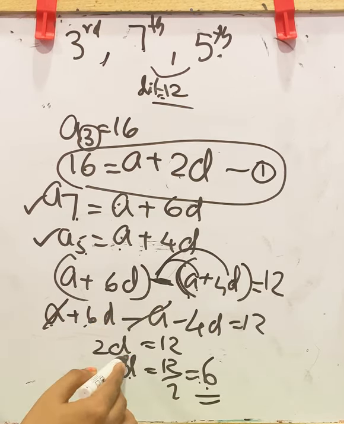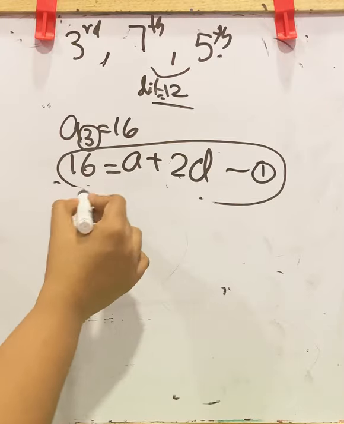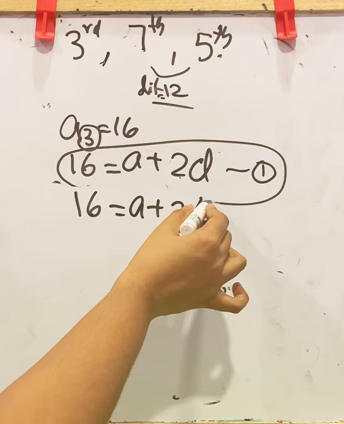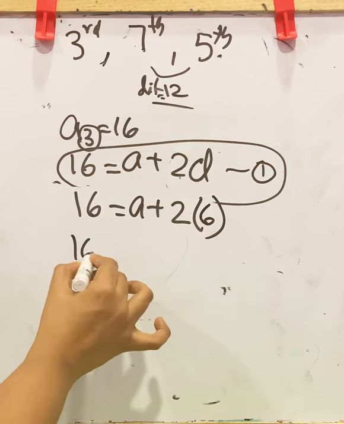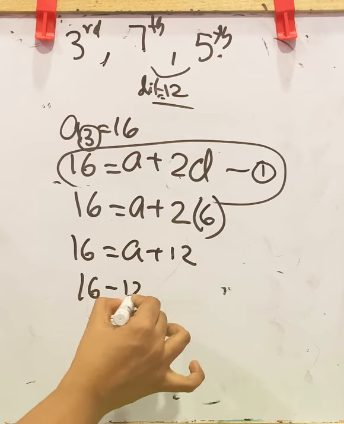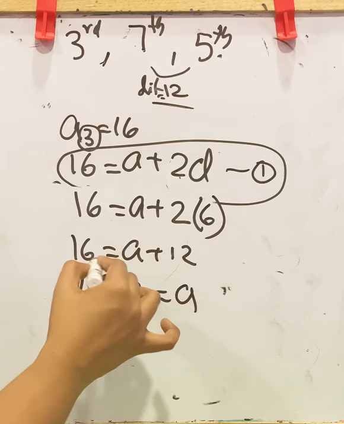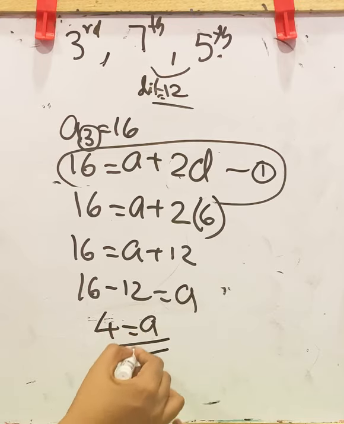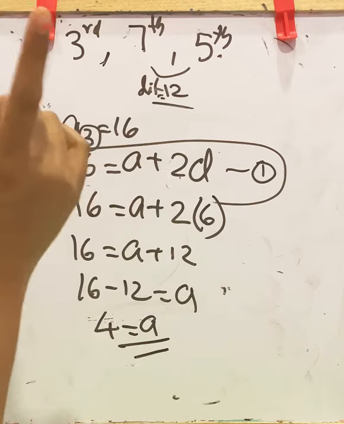Now substitute that d in the third term. Now this becomes 16 = a + 2d, and d here is 6. So 16 = a + 12. 16 minus 12 equals a, 12 taken to the side. 16 minus 12 is 4. The value of a is 4. That is, the first term is 4.